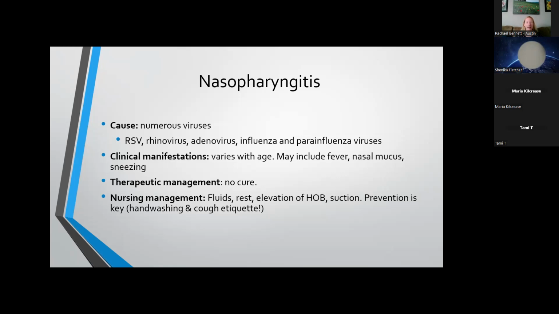Prevention is key. Hand washing, cough etiquette, teaching your child as soon as he's able to understand commands, teaching him to cough into his elbow or at least use his hand, and then do some hand sanitizer after that, trying to prevent that spread of infection. Okay.